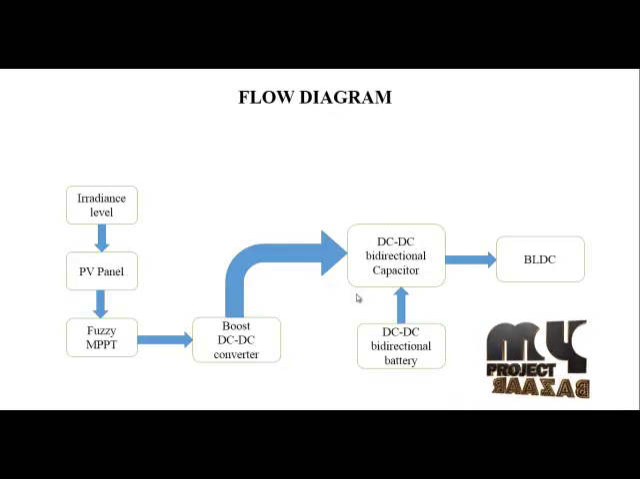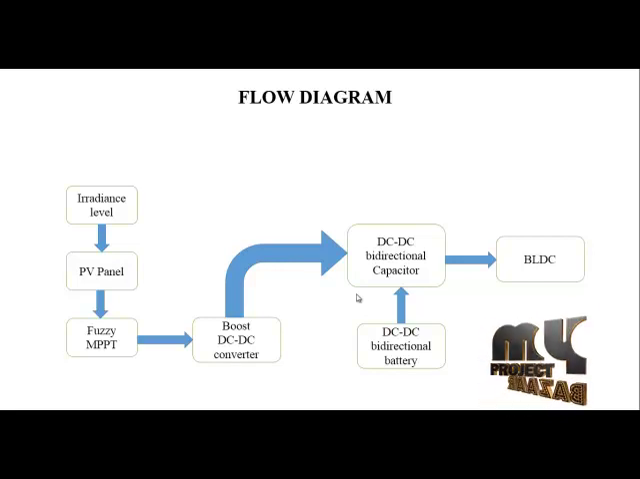Project flow diagram. First of all, the PV panel has an input. The PV panel is based on solar PV. There are two inputs: one is the irradiation level, another one is the temperature level. The irradiation level maximum is 1000, and the temperature level is 25 degrees maximum. So the PV panel has the input based on these two conditions.